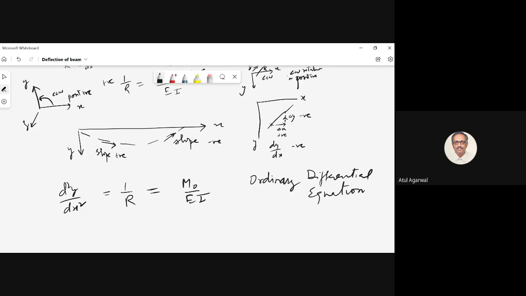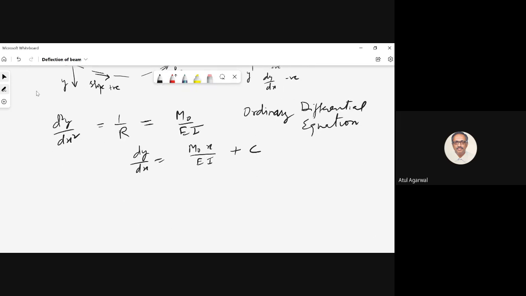So now this is an ordinary differential equation. We just integrate it. What I get, dy by dx is equal to M naught x by EI plus some constant. I am integrating again. So y is equal to M naught x square by 2EI plus cx plus d. So this is a simple integration exercise. You have already done differential equations in your first year.